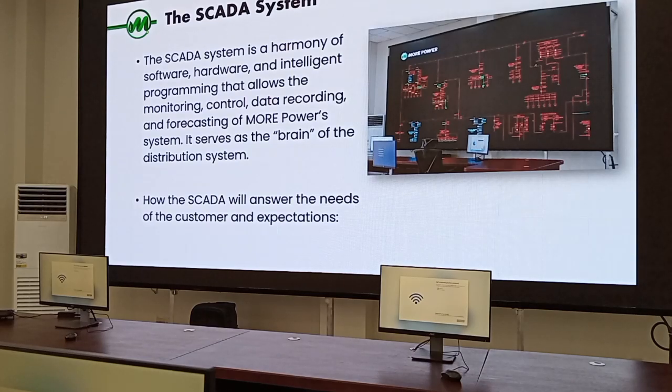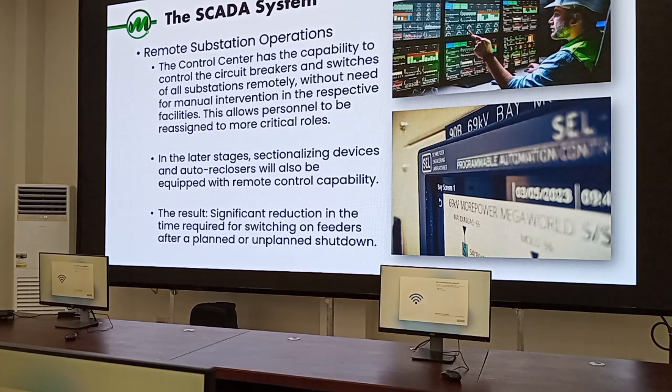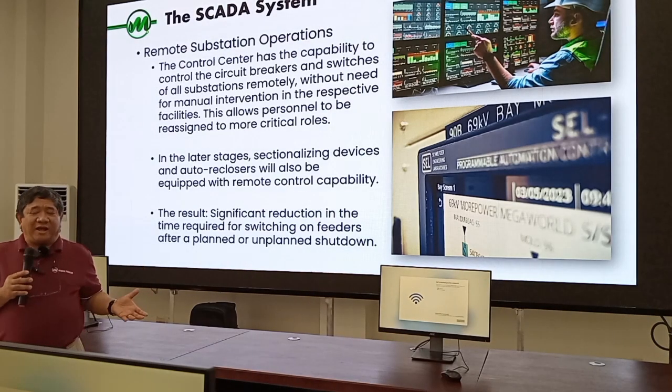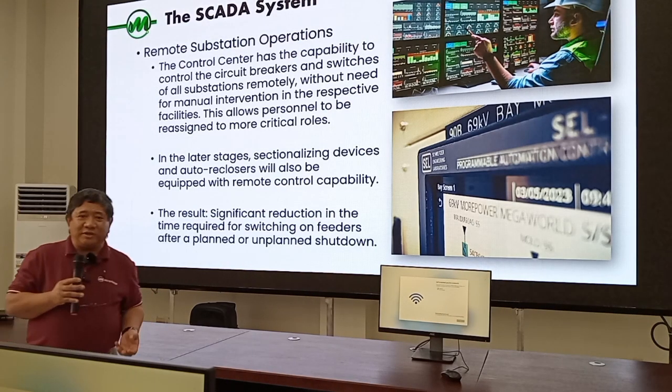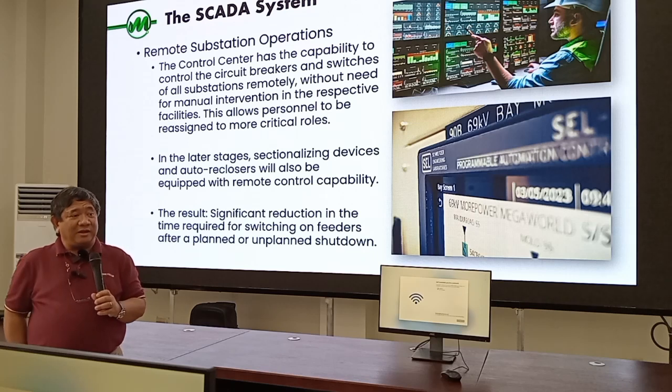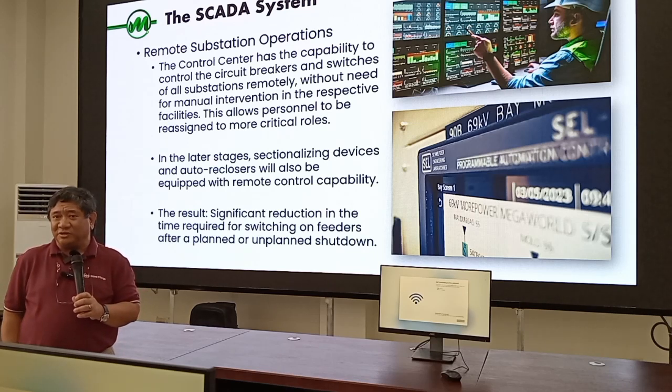So, how will SCADA answer the needs and expectations of the customers? The following. One, we have the feature of remote substation operations. The control center has the capability to control the circuit breakers and switches of all substations remotely without the need for manual intervention. Which means that, well, I'm sure you were there naman when we inaugurated the Megaworld substation, no?